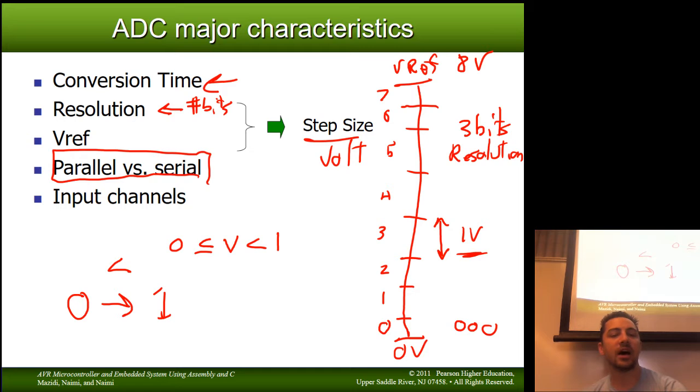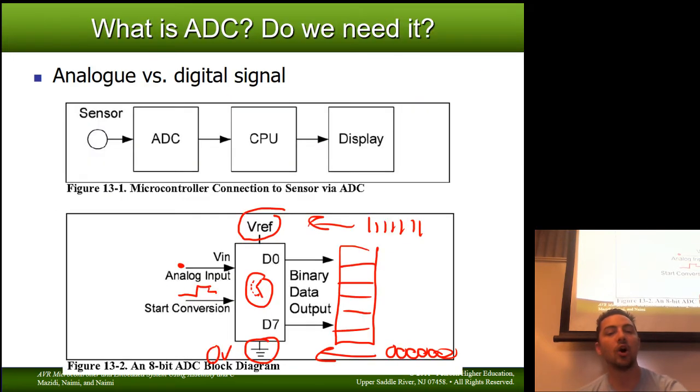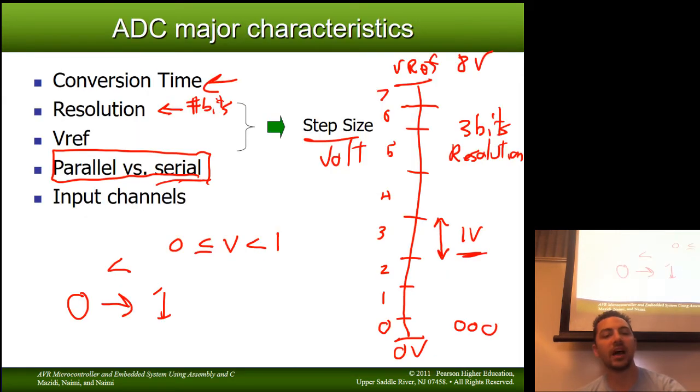This next characteristic, parallel versus serial, says, how do we get the digital data out? Do we read it all at once? In the case of the previous example here, all 8 bits are there. So we can read them all at once. Serial is the idea that we're going to read one bit out at a time. So many external ADCs that you can purchase, they will actually have a serial protocol that you communicate over.